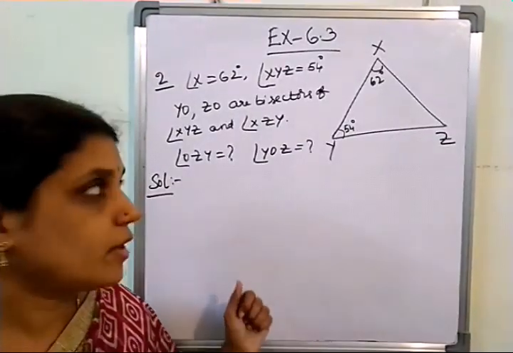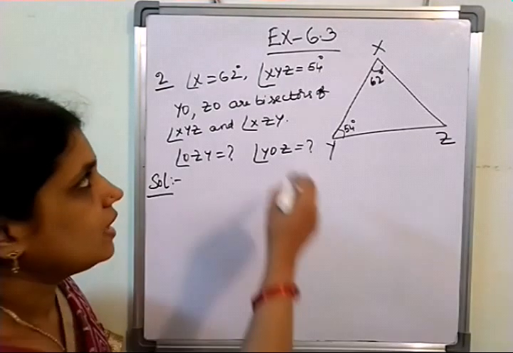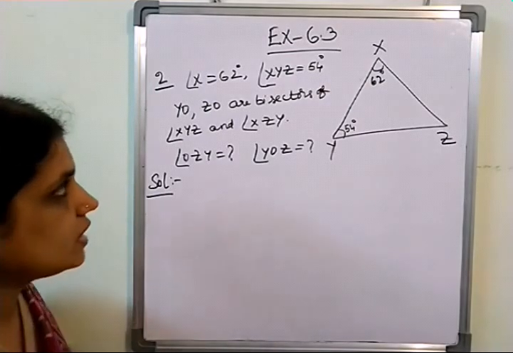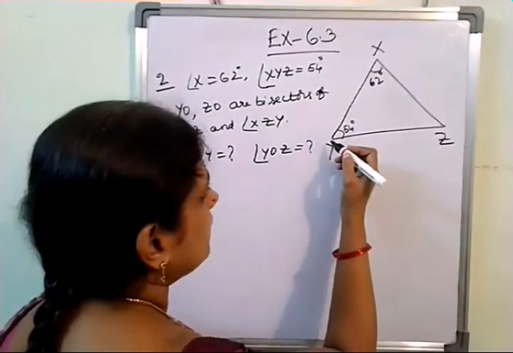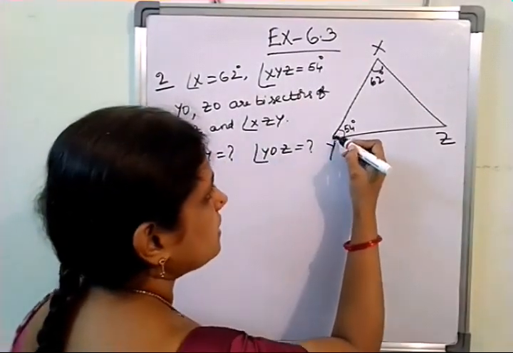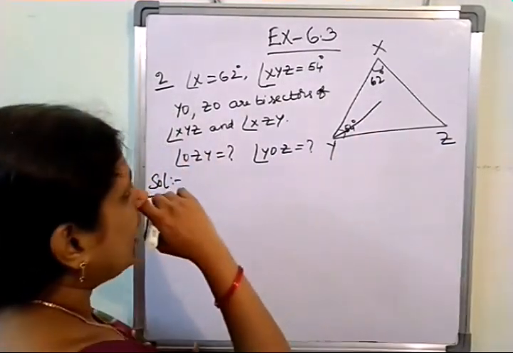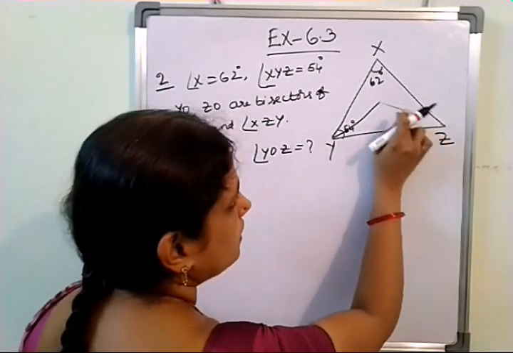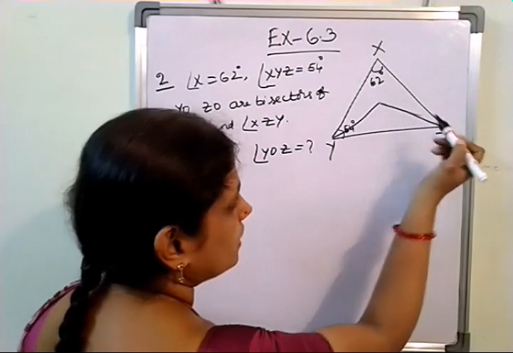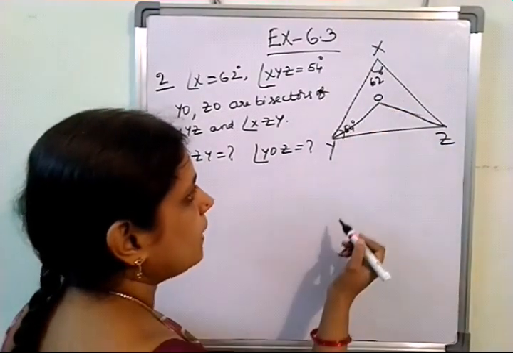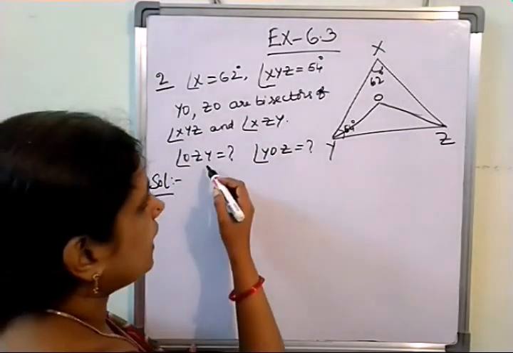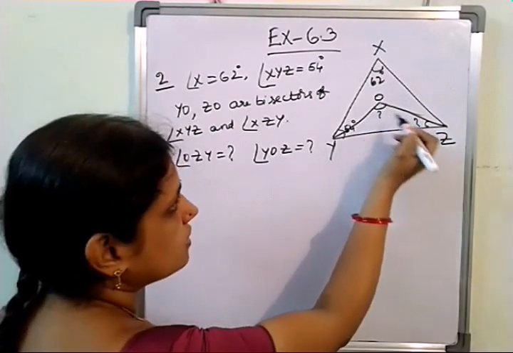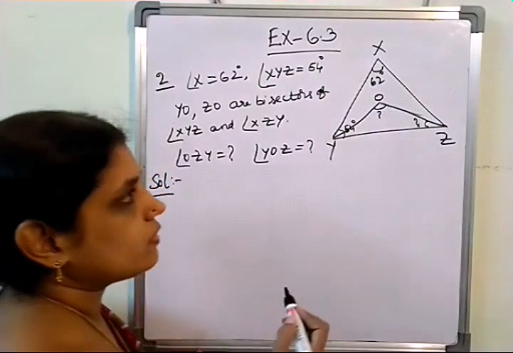Now exercise 6.3, second sum. Here what is given? Angle X equal to 62 degrees, angle XYZ is 54 degrees, and YO and ZO are bisectors. Here YO is the bisector of angle XYZ and ZO is the bisector of angle XZY. So here it may be in this way. We have to draw the bisectors in the rough sketch. So here this is O. So what now you have to find out? Angle OZY you have to find out, and angle YOZ, this also we have to find out. Okay, these two angles you have to find out now.